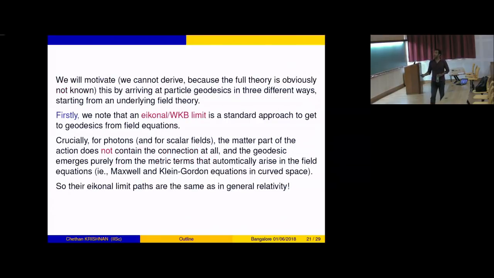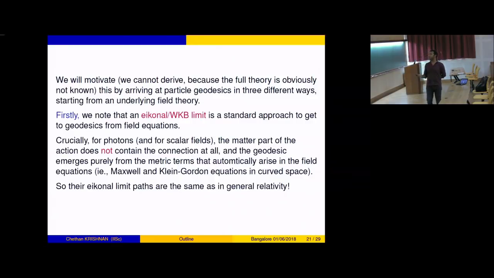Okay, this is just a recap of the questions that were just asked. We'll motivate these things, because you can't really derive them; we arrive at particle geodesics in 3 different ways, starting from an underlying field theory, and hope that somehow it is okay. The first is what was just pointed out: you try the eikonal or WKB limit. It's a standard approach to get geodesics from field equations.